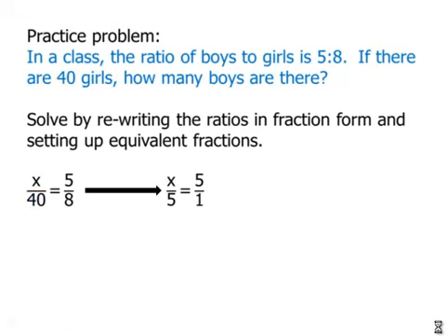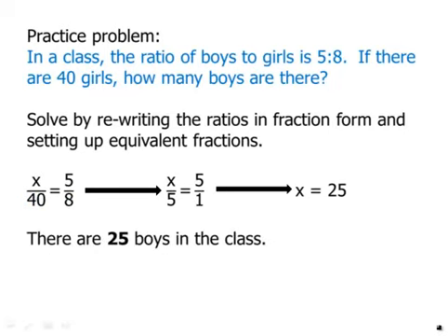So I can cancel that multiple of 8 with what we've called horizontal cancellation. Once I've done that, then I'm free to cross multiply. I get x equals 25, which tells me there are 25 boys in the class.